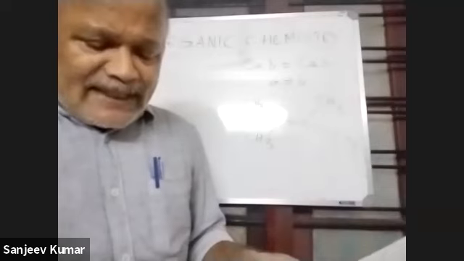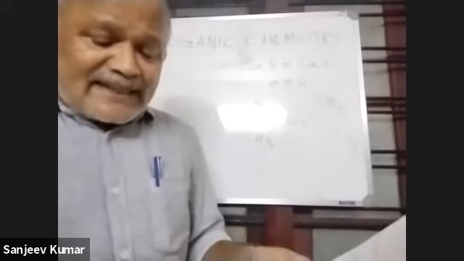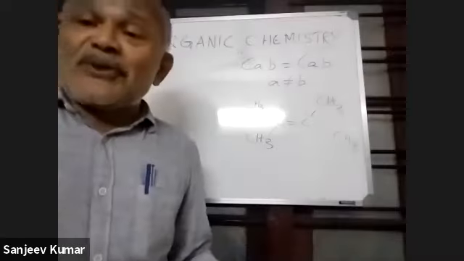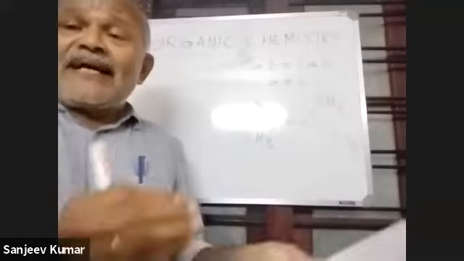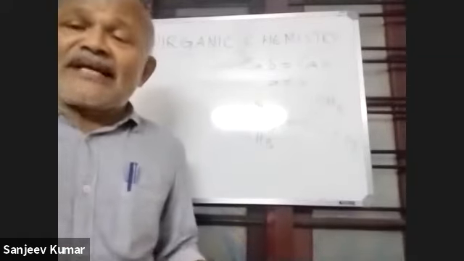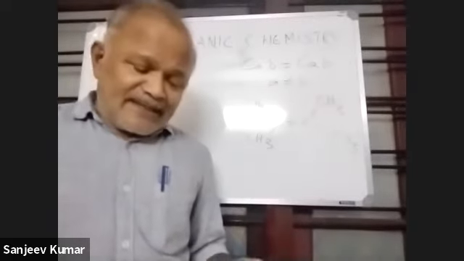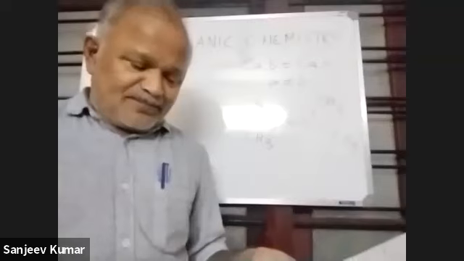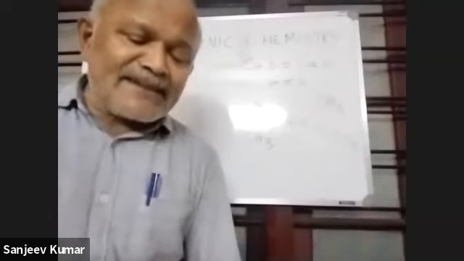Then the electromeric effect takes place in the presence of an attacking reagent only. That is also true. The electromeric effect operates only at the time of the reaction. And hyperconjugation is a temporary effect. It is wrong. Hyperconjugation is a permanent effect. Therefore, the answer is E.